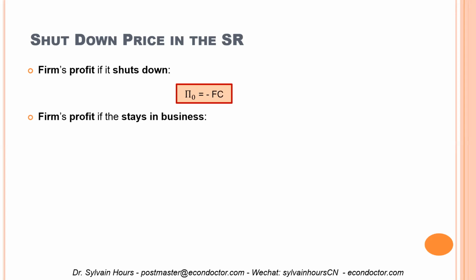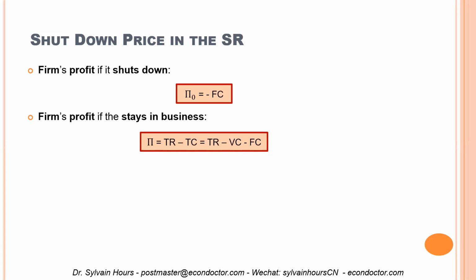Okay. What if I stay in business? Stay open, I keep producing. So if I keep producing, I will receive some revenue from my sales. I will receive the total revenue, but I have to pay the cost of production, which includes both variable costs and the fixed cost. So in this case, my profit is just total revenue minus total cost, which is TR minus the two types of cost, variable cost and fixed cost.